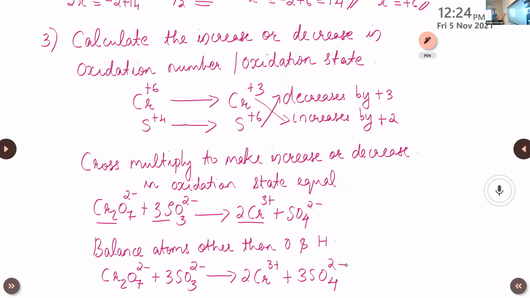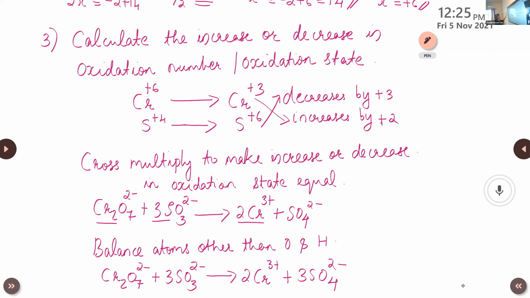This third step has several sub-steps. First we have to calculate the increase or decrease in the oxidation number or oxidation state. Then we have to cross multiply to make the increase or decrease in oxidation state equal. Then we have to balance atoms other than oxygen and hydrogen. Any doubt, children? Ma'am, can you repeat it again? Which one? Third step? Yes, ma'am.